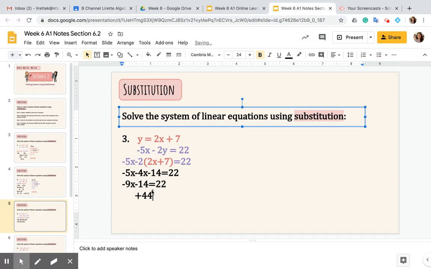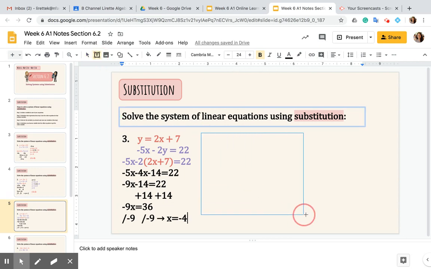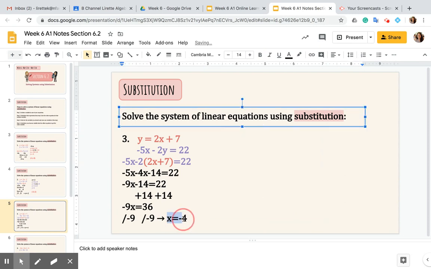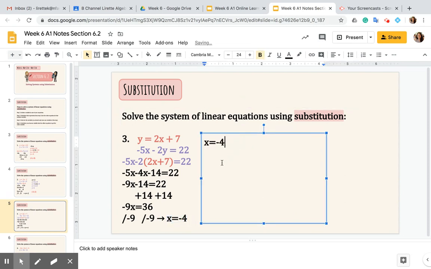It's a two-step. I'm gonna add the 14 first, both sides. I still have a -9x on the left. 22 plus 14 is going to give me 36. And then to get x alone, I'm going to divide both sides by -9. That's going to give me x equals -4.